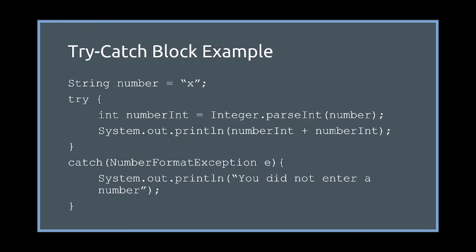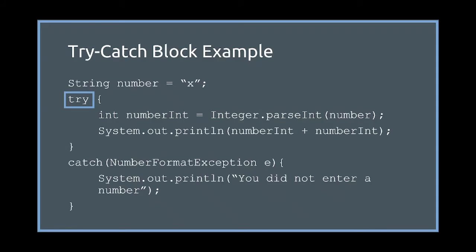So going line by line, our first line here we've got string number equals X. And here in this try block, so you can see that it says try, we're going to try and change that X into a number and then print out that number added to itself.